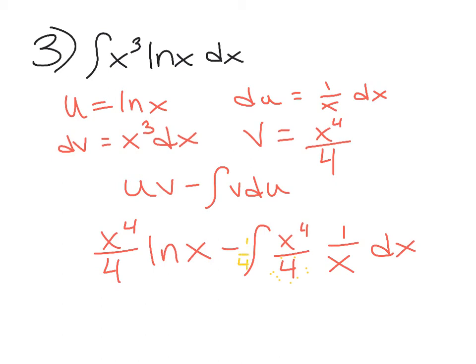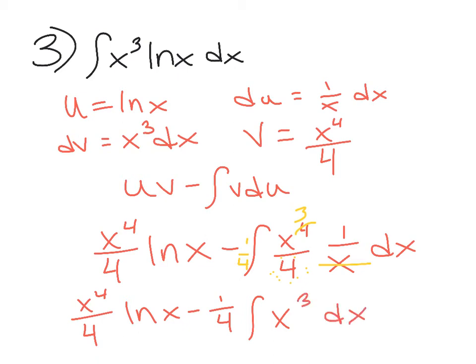And then I would also realize that this x is going to take that and make it a 3 there. So that's going to make this a lot easier to integrate. So I think that it's definitely worth it to rewrite it. So this next line of work, this part stays the same, x to the 4th over 4 ln x minus 1/4. And now all I'm doing is integrating x cubed with respect to x. So this problem then becomes a bit easier.